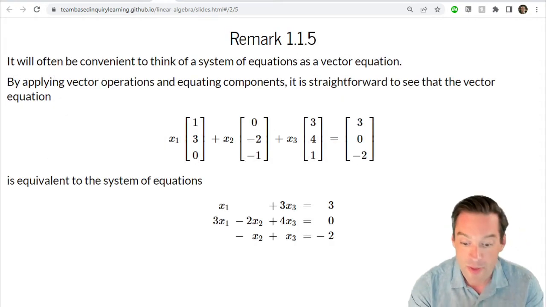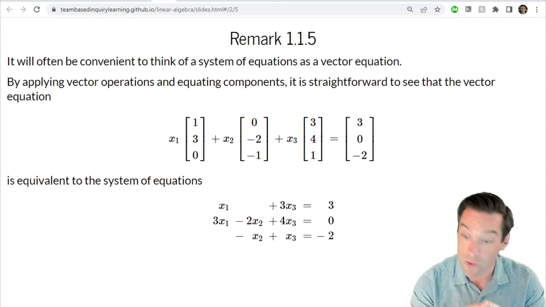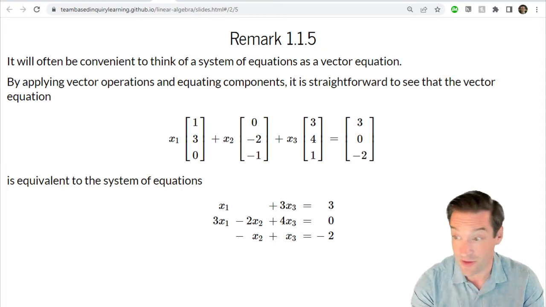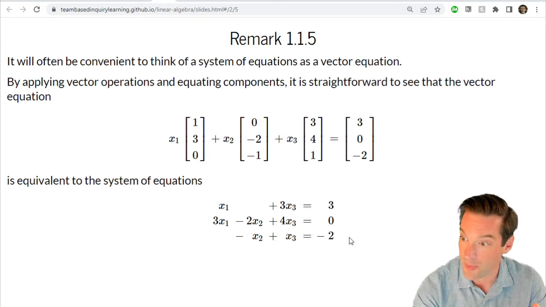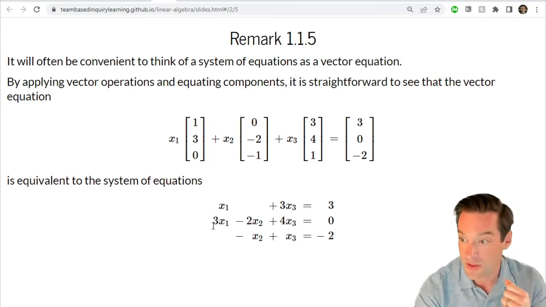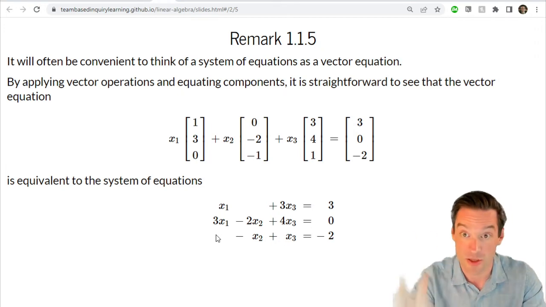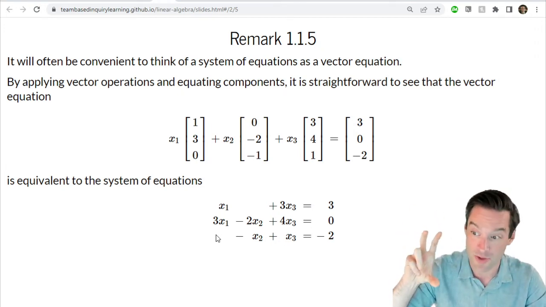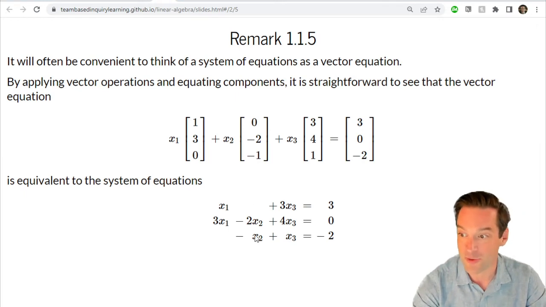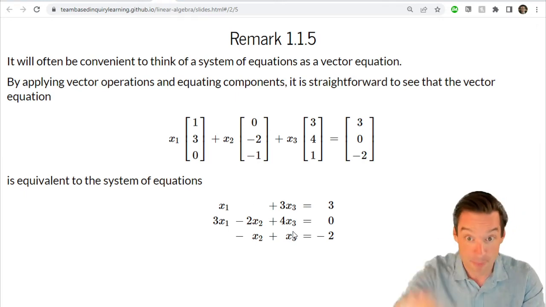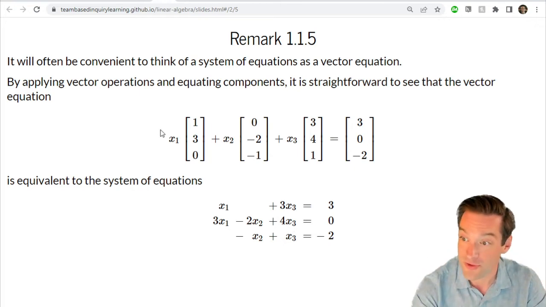So vectors not only play a role in describing the solutions of equations, they also play a really important role in describing the system of equations itself. So if we start out with a system like the one here on the bottom of the screen, x1 plus 3x3 is equal to 3, 3x1 minus 2x2 plus 4x3 is 0, minus x2 plus x3 is minus 2, I can also write this as a single vector equation. Again, just by taking these numbers, the coefficients of the variables, and plucking them out of that equation, sort of like factoring out the x1 and the x2 and the x3, and packaging all those coefficients into vectors in their own right.